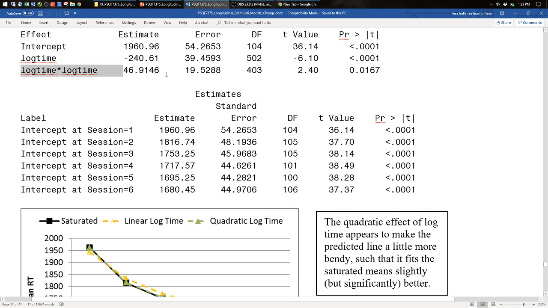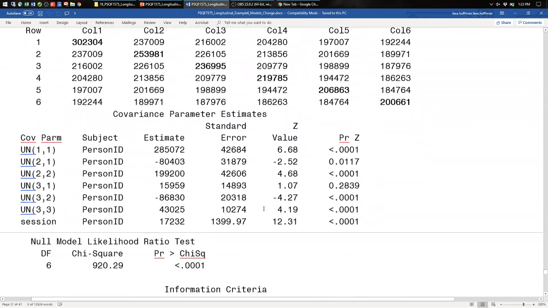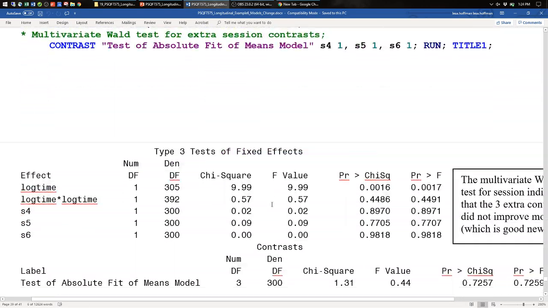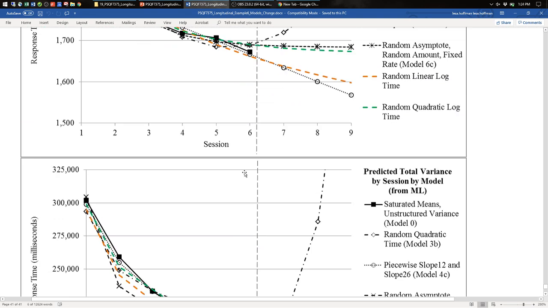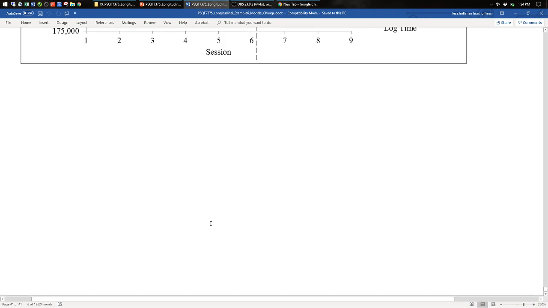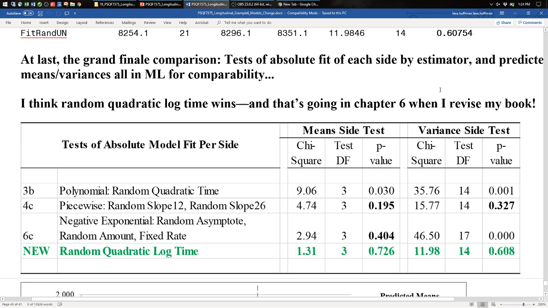But it is significant, so it did help the model, even though our model before was reasonably fine, and it does a much better job of approximating the variance side, which is actually the other side. Anyway, I'm missing my picture. So those are the total set of comparisons of everything. Random quadratic log time wins on that. And that's why my handout is 41 pages long, because I'm trying all these things.